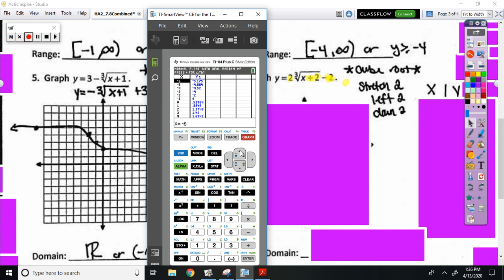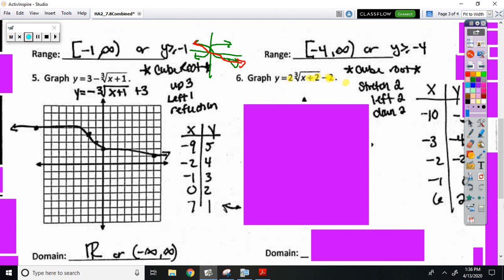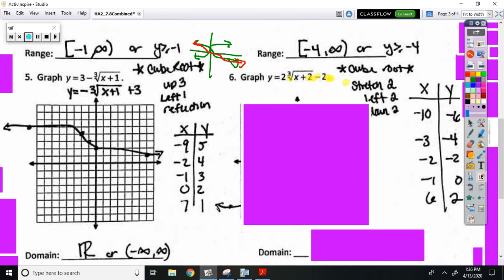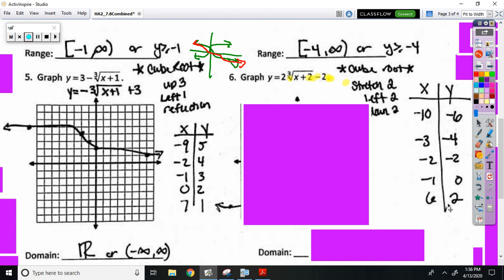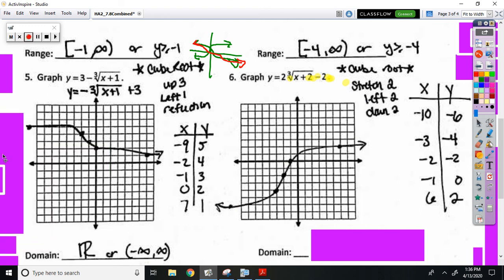And then we'll just go here, get some values. So negative 10, negative 6, negative 3, negative 4, negative 2, negative 2, negative 1, 0. That might be all I can fit on there, because I am going to get some big numbers after a while. And all I have to do is plot them the best you can. So negative 10, negative 6, negative 3, negative 4.